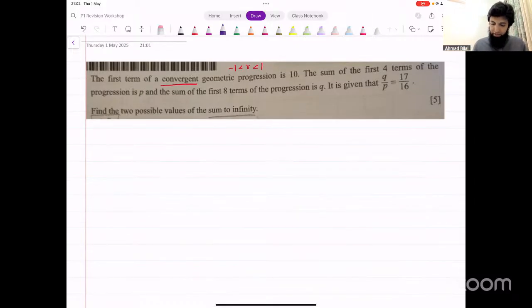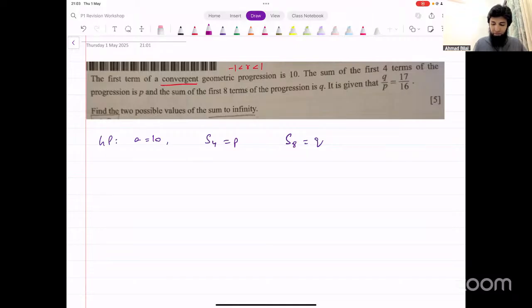Now, they're saying the first term of this GP is 10, okay? A is equal to 10. The sum of the first 4 terms of the progression is P, so S4 is equal to P, and the sum of the first 8 terms is Q. It's given that Q over P is equal to 17 over 16. What we need to do is find the 2 possible values of the sum to infinity.